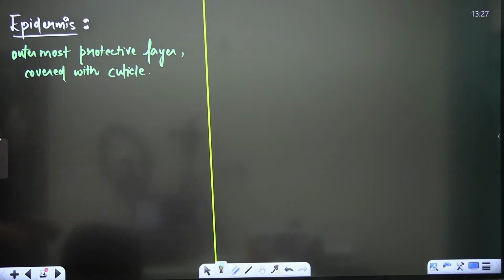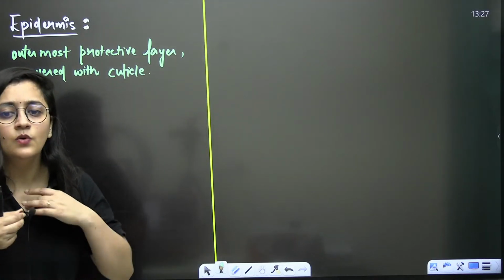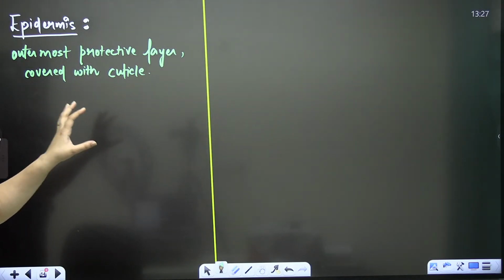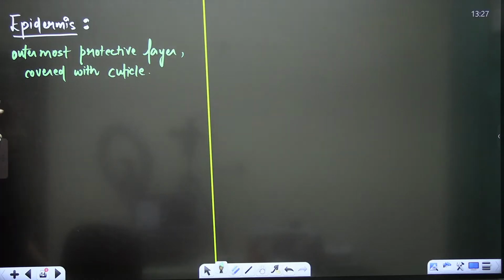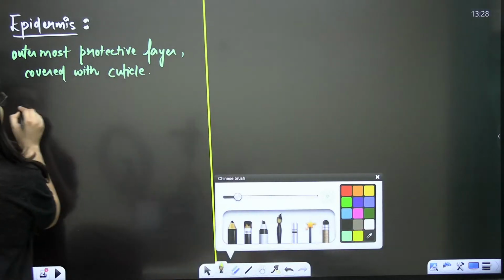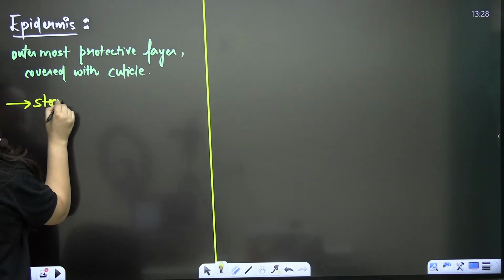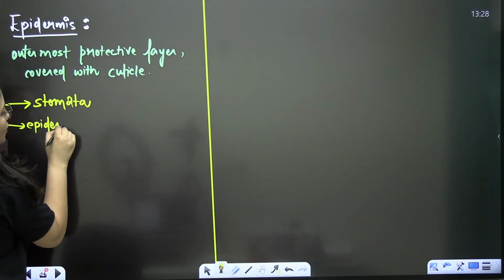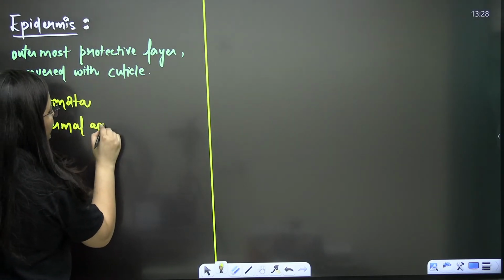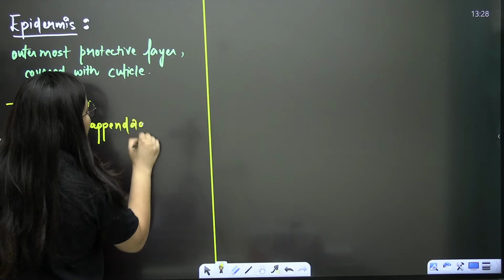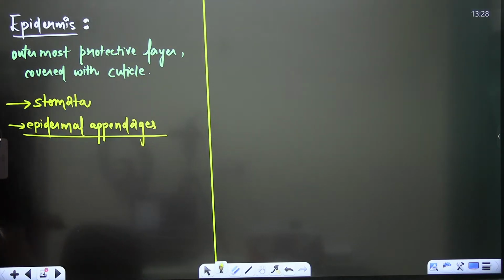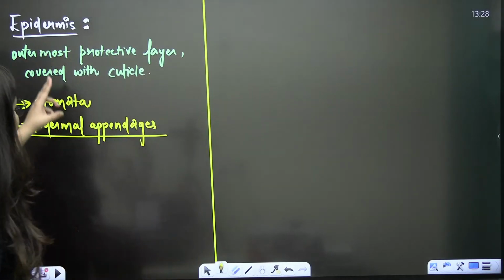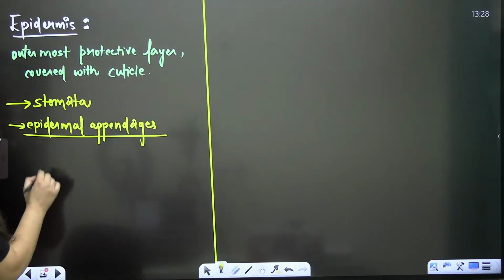Okay. So what is it? It is the outermost protective layer which is covered with the cuticle. And here, because it is the epidermis, you know that it will contain stomata as well, and it will have epidermal appendages. Because it is the epidermis of the stem.